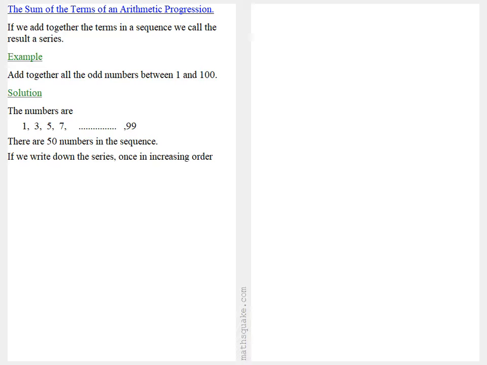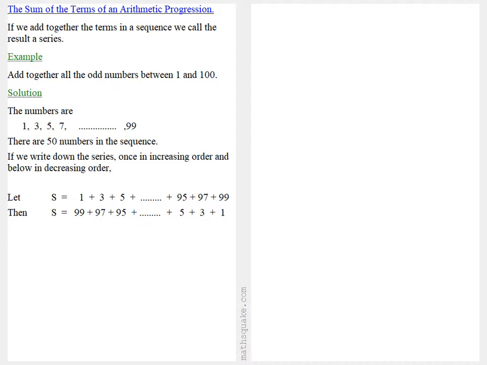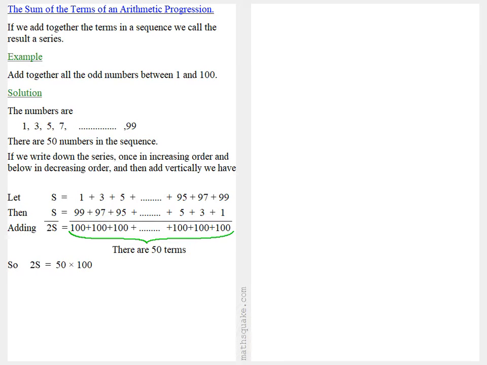If we write down the series once in increasing order, and below in decreasing order, and then add vertically, we have S plus S is 2S, and that's equal to 1 plus 99, which is 100, plus 3 plus 97, which is 100, plus 5 plus 95, which is 100, and so on, up to 99 plus 1, which is 100. Now there are 50 terms, so we have 2S is equal to 50 times 100, which is 5,000.